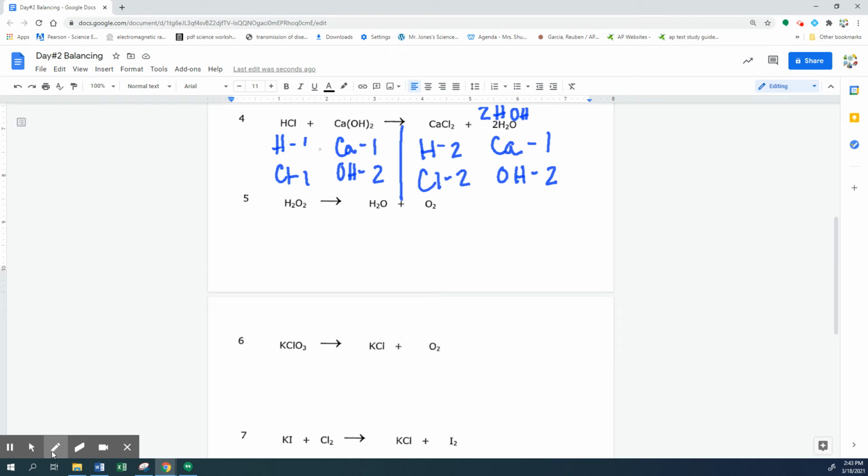I noticed that my chlorine does not balance, so I'm going to do that first. I'm going to write a 2 in front of there. That is going to change my hydrogen. It's also going to change my chlorine. Then everything is balanced.